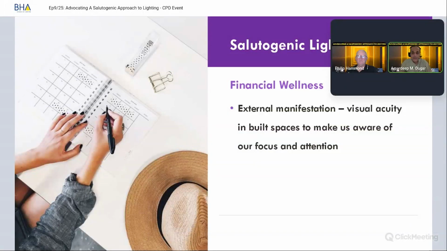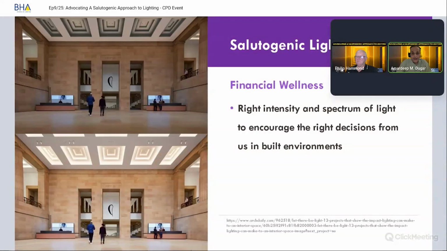So, visual acuity in built spaces, because it makes you aware of your focus and attention. Only when you have the focus, you're able to know, okay, this is my money. I need to be smart about managing it in the best possible manner. And here it's about intensity spectrum to encourage the right decisions from us in built environments. And you can see that in both these environments, the one which makes you much more secure from a financial point of view is obviously the brighter environment below, because that's what makes you know and look.